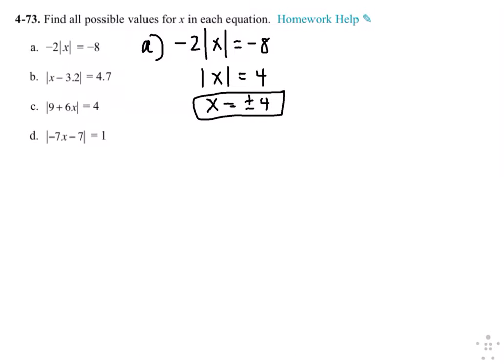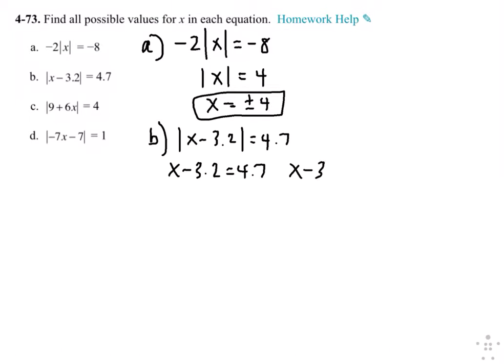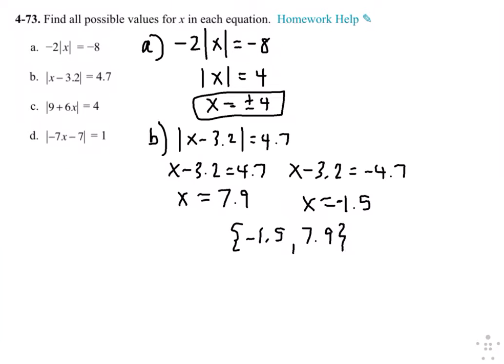For B, we have absolute value of x minus 3.2 equals 4.7. So we break it into two. x minus 3.2 equals 4.7, and x minus 3.2 equals -4.7. So the first one I add 3.2 to both sides and I get 7.9. And the second one I add 3.2 to both sides and I get -1.5, right? So this one is -1.5 and 7.9 as my solution set for B.